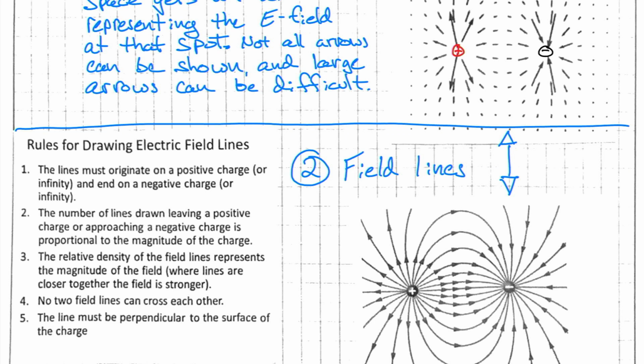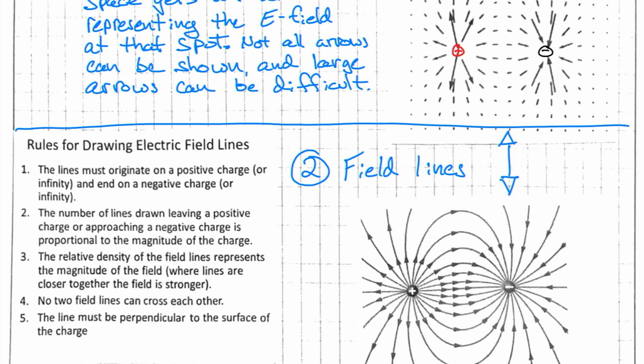Here are some rules for drawing the electric field lines. They have to start on a positive and end on a negative, or go off into infinity, kind of like these ones are coming from infinity. These ones are going to infinity. The number of lines drawn on a charge is proportional to the magnitude of the charge. So if you have twice as much charge, you should have twice as many lines going away from it. The density of the field lines represents the magnitude of the electric field. So closer to the charges, where we have more lines in a given area, the field is stronger. And out here where they spread out more, the field is weaker.